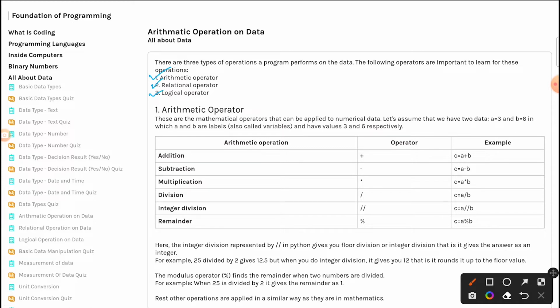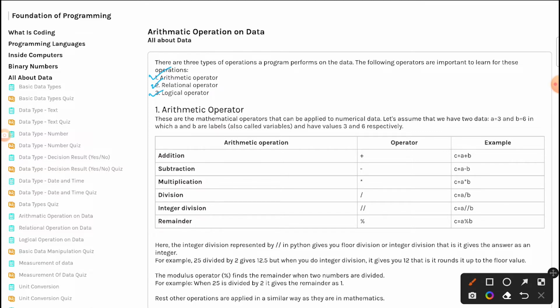As you have learned basic mathematics in your elementary and middle school, you know how to perform addition, subtraction, multiplication, division, and also to find a remainder and quotient. Any programming language allows you to perform the same operation on the data. Let's say you have two variables or two data points.